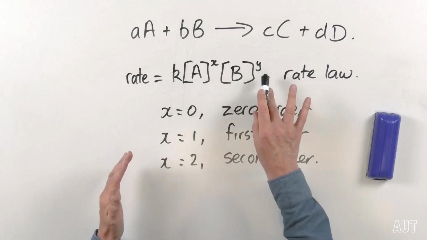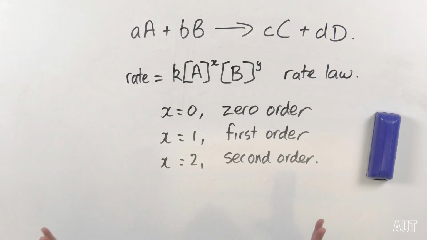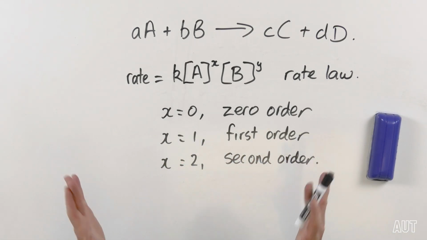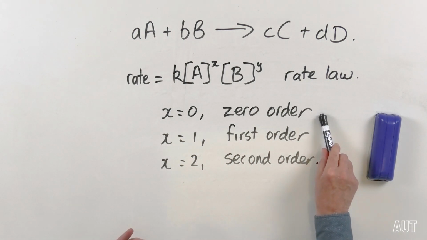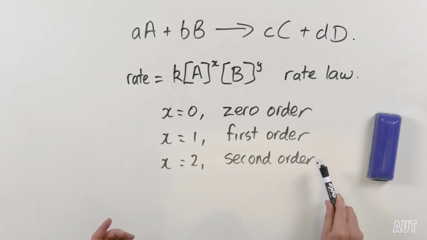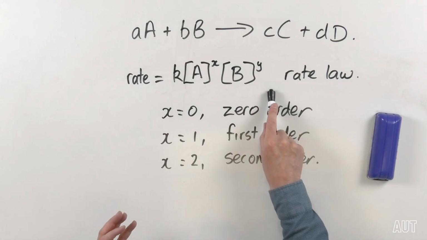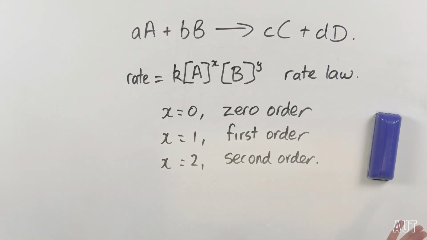The individual orders are with respect to the concentrations of the reactants. The overall order of a reaction is dependent on the sum of all of the individual orders. So we talk generally about a zero order reaction, a first order reaction, or a second order reaction. So how do we find out those individual orders, the overall order of the reaction, and also the rate constant? Well, this is classic exam question fodder, basically.